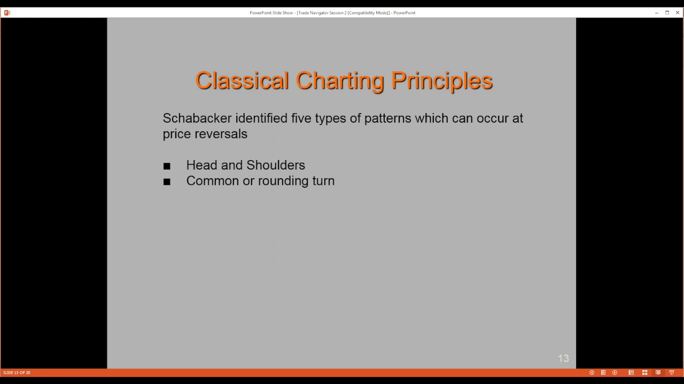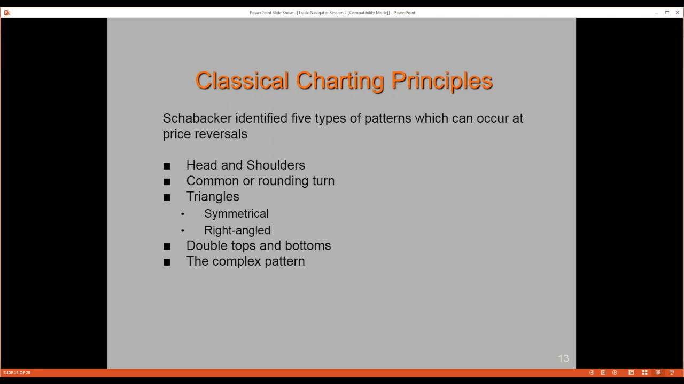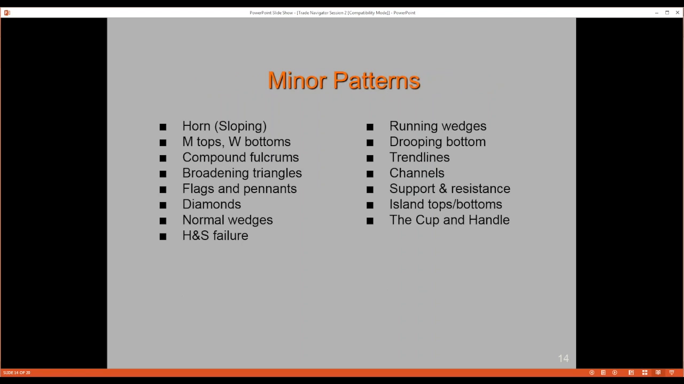The common or rounding turn, and I'll show you examples of all of these in a minute. The triangles, where we have the symmetrical triangle, and I've warned you against that, but nevertheless, Schabacher identified it as a pattern which can be a reversal pattern. The right angle triangle, that's a descending triangle or an ascending triangle, double tops or bottoms, and the complex pattern. All of these patterns must comply with certain rules. And then, of course, Schabacher also identifies a whole number of minor patterns: the horn, M-tops, W-bottoms, compound fulcrums, and so on.